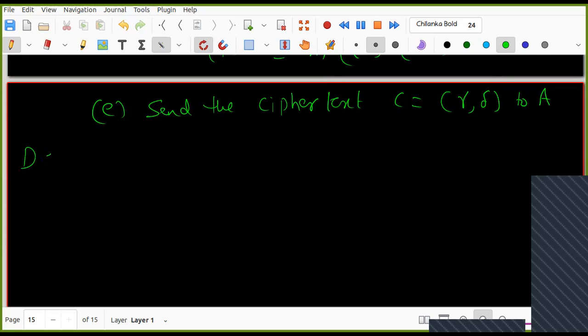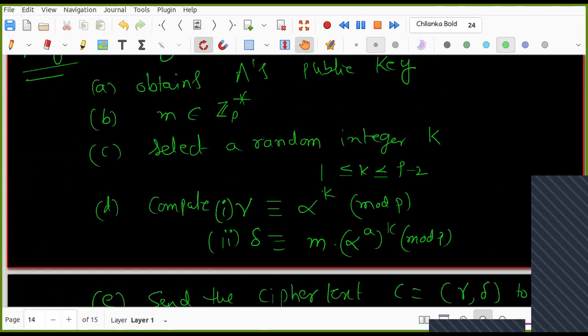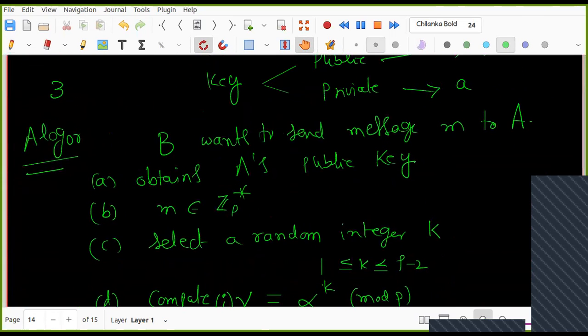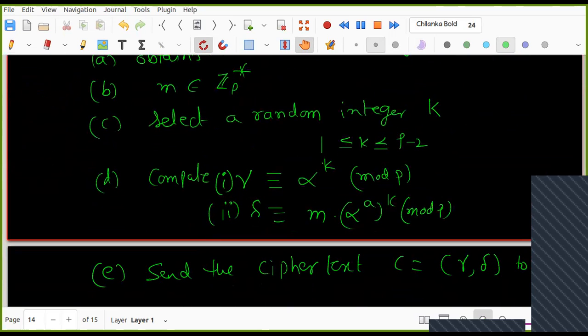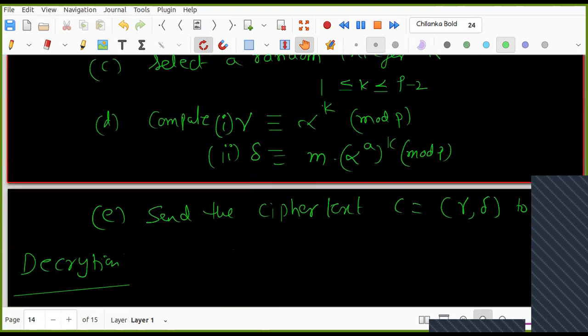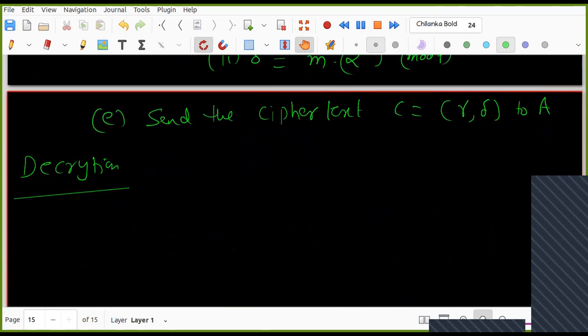Now decryption. Now you know how to encrypt, so encryption is clear to all of you. The message M, an arbitrary random integer K, and gamma and delta are computed. Gamma is alpha power K, delta is M into alpha power A power K. So we send the ciphertext gamma comma delta to A. Okay, good, very nice.